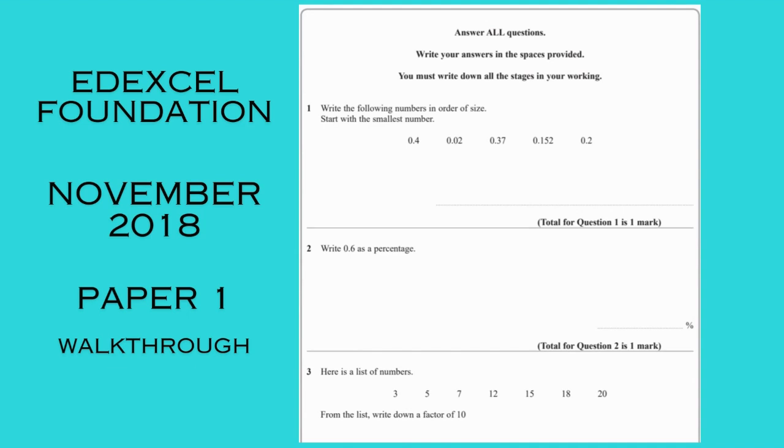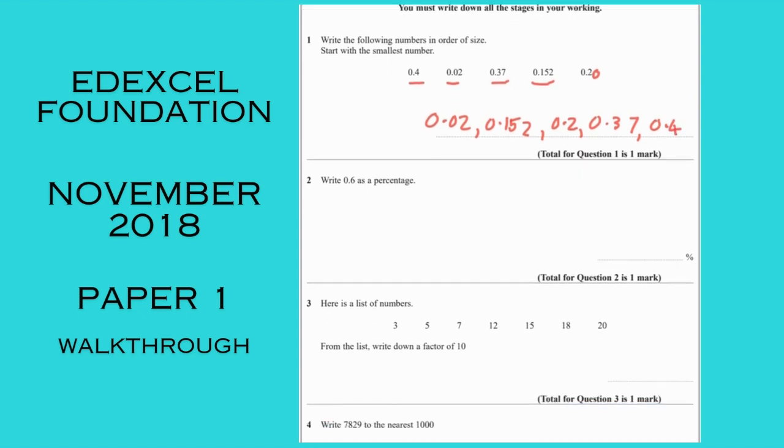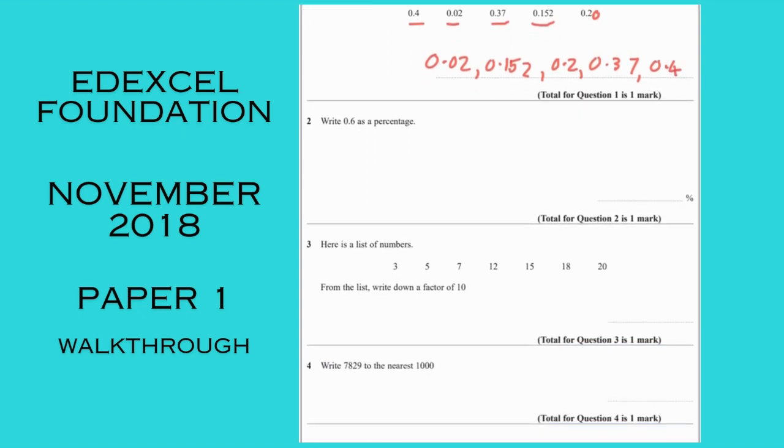Question 1. Writing in order. If you're not great with decimals, always think about cash. Looking at that list, as you can see, that amount is 2p. So that's the smallest. And then we've got this bit, just over 15p. This one, that's 20p. 37p. And 40p. Job done.